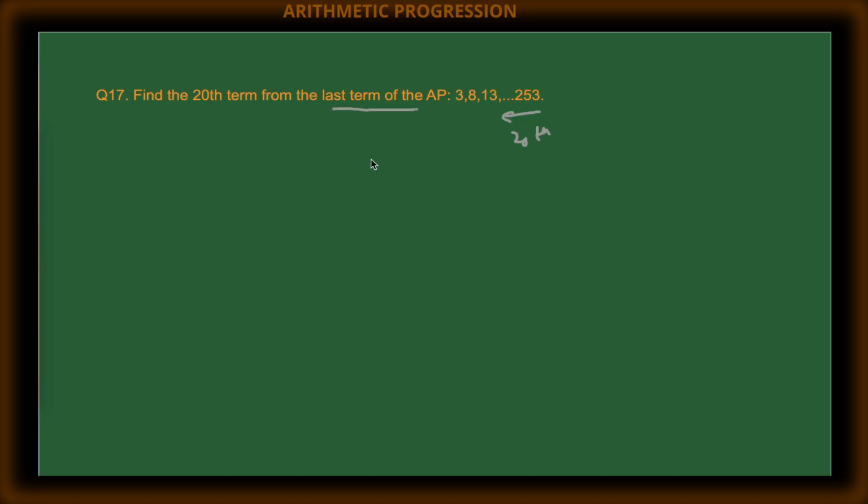Okay, so we know the arithmetic progression. When this sort of question comes, it's not asking from the start, it's asking from the last. So what we can do is, whenever this sort of question comes, reverse the arithmetic progression. Let our AP be 253 comma dot dot dot, and it will be 13, 8, 3.